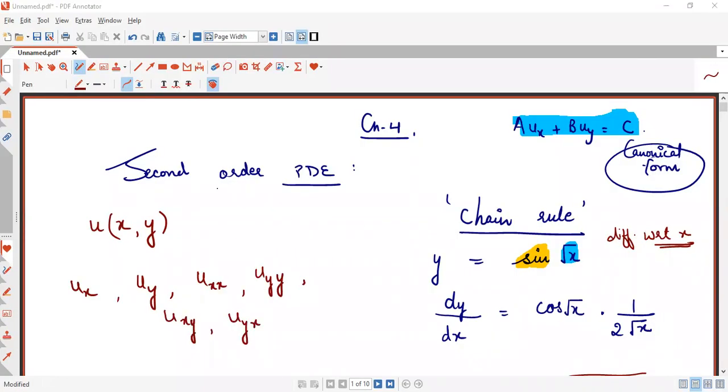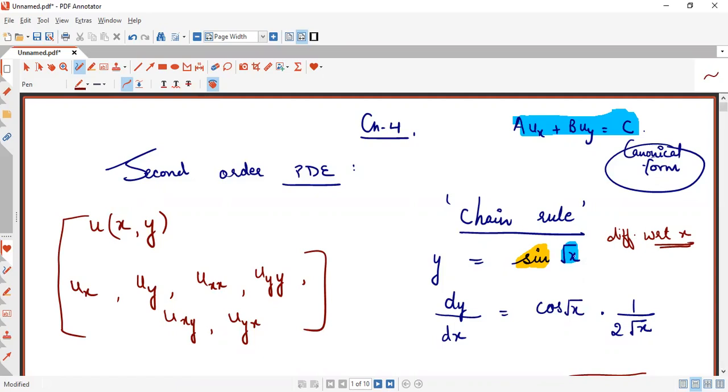Okay, so if we differentiate this u with respect to x, then again we differentiate with respect to x, or we differentiate with respect to y. So we'll get these kind of terms, correct? Right? So these type of terms you will get in the second order PDE, right?